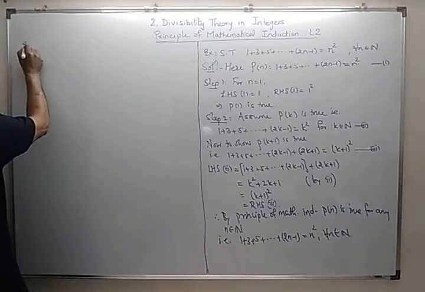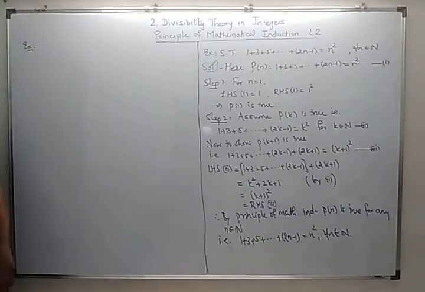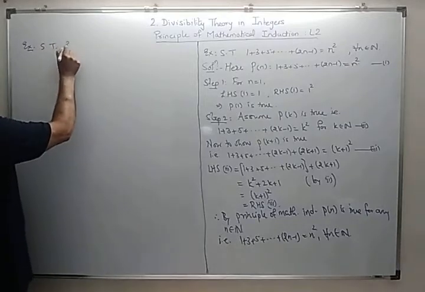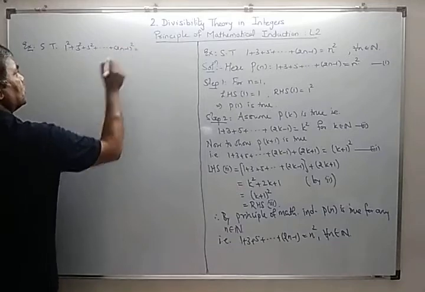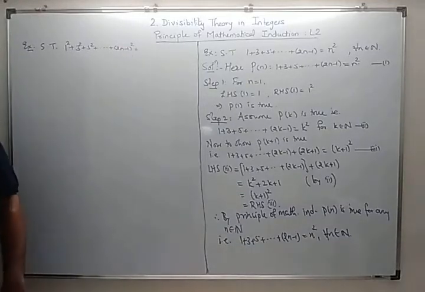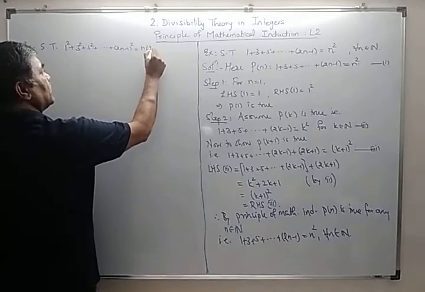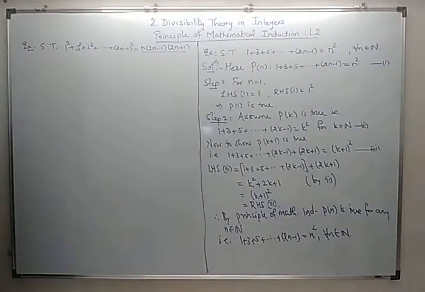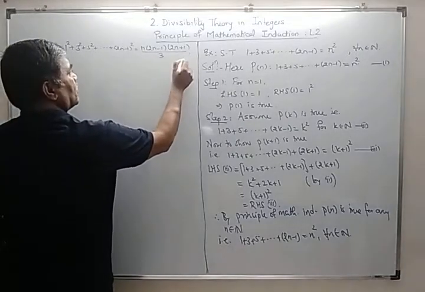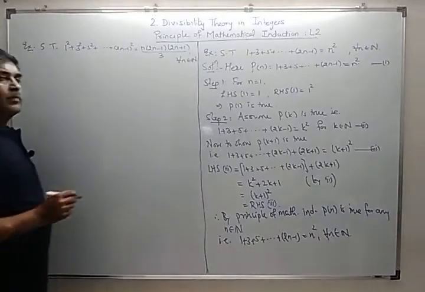Next example. Show that 1 square plus 3 square plus 5 square plus and so on up to (2n minus 1) square, the sum of the squares of the first n odd numbers, is equal to n(2n minus 1)(2n plus 1) upon 3, for every n belongs to N.